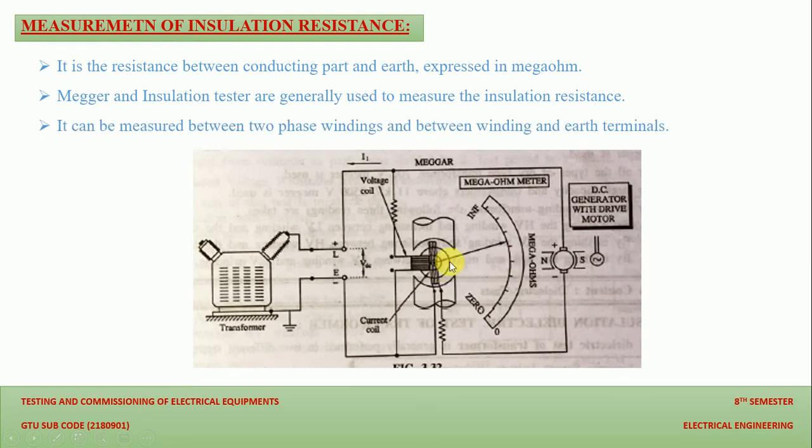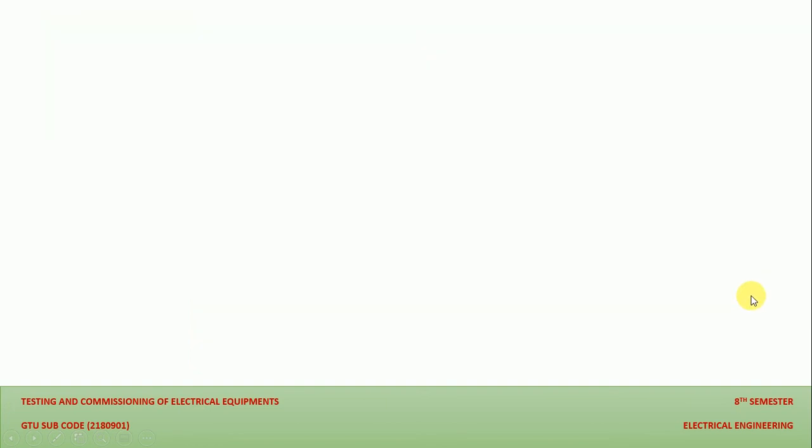Over here you can see that again we have a current coil and a pressure coil. According to the motion of this armature, it will produce 500 volts DC, and that will be transferred to the pressure coil and current coil. According to the torque produced, the core will get deflected, and the pointer will show the insulation resistance of the particular device under test.